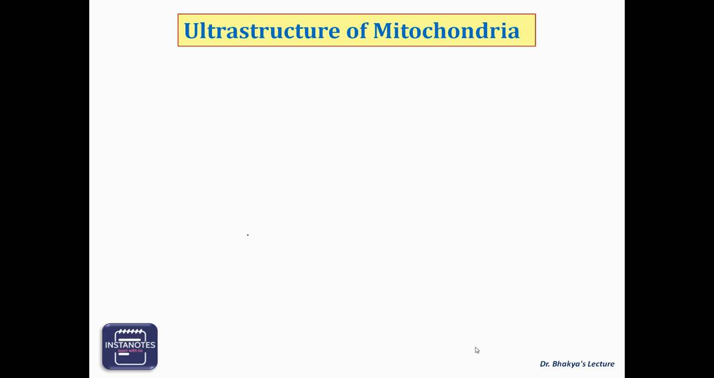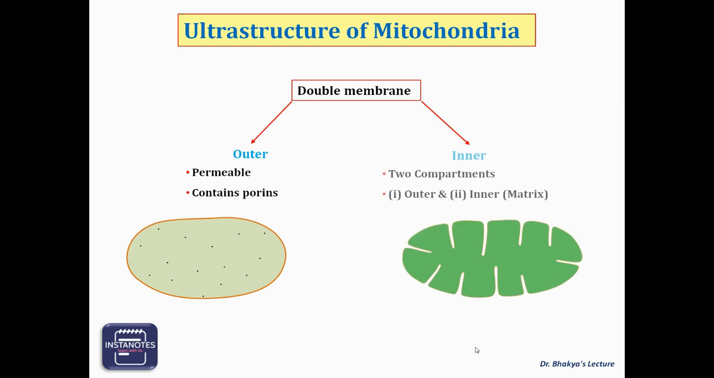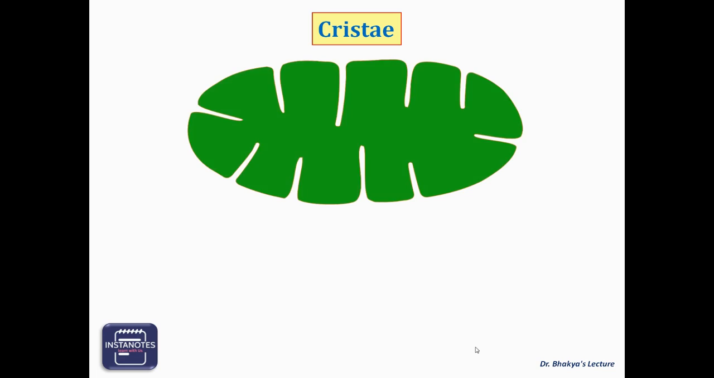Let's look at the outer structure of mitochondria. This organelle is a double membrane organelle. The outer membrane is more permeable and contains porins, whereas the inner membrane has two compartments, the outer and the inner matrix. Let's see what happens in the matrix region.